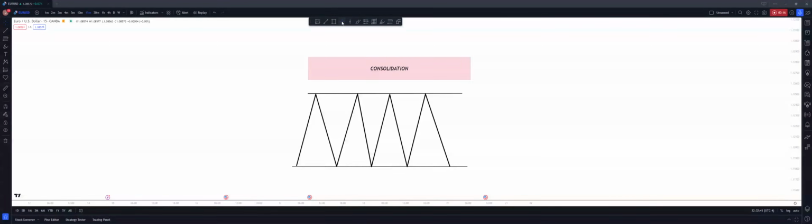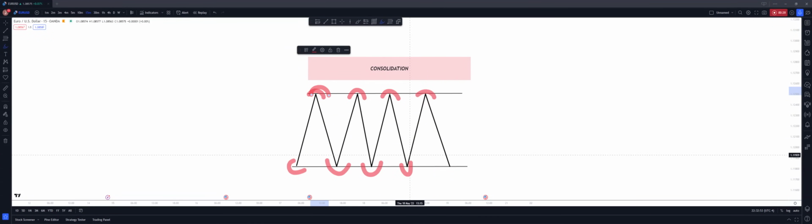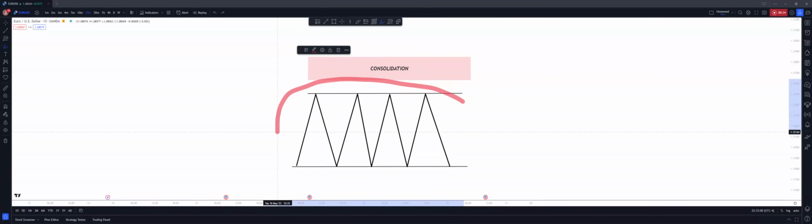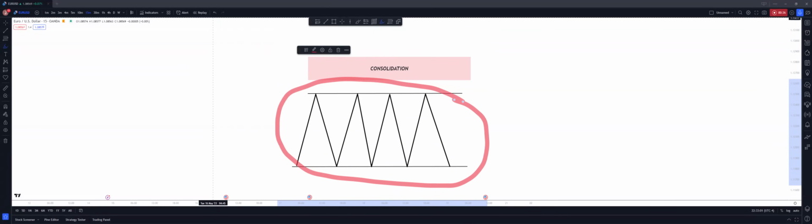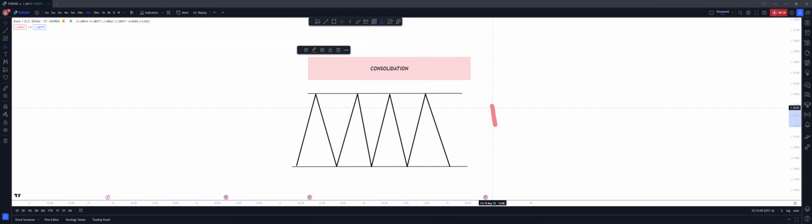So basically when we have a range like this where price doesn't show a direction, it just stays in the same way, it goes up, down, and it doesn't break your high or your low. That's what we call consolidation. When we find scenarios like this in the forex market, the correct thing to do is do nothing.